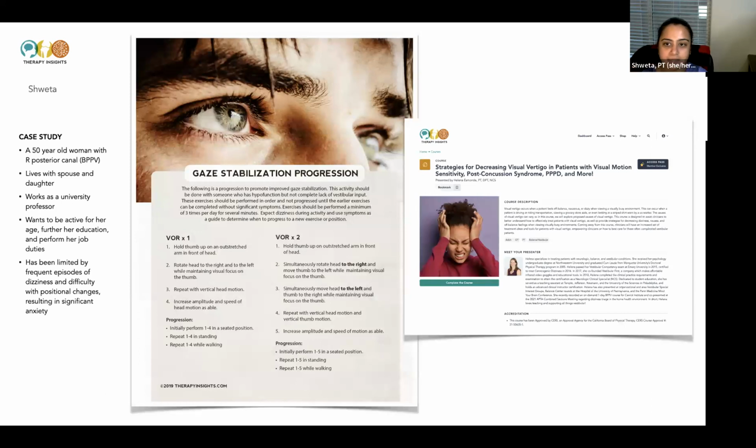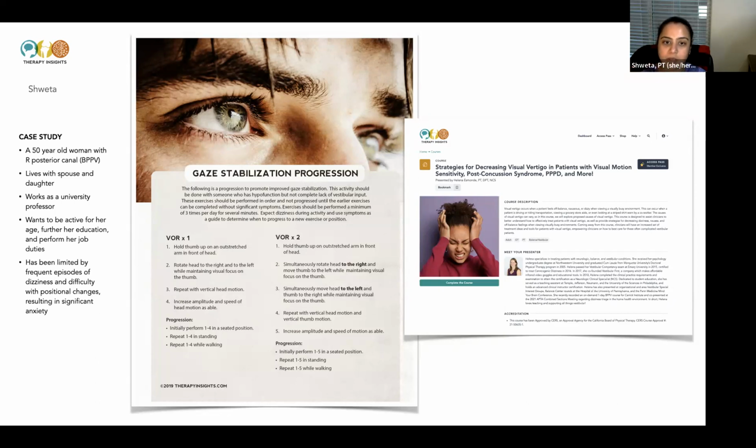Coming to BPPV in general, the resource that I used with this patient, which was the most basic one when we first started, was the Gait stabilization progression, where we're using the VOR exercises, which is basically your vestibulo-ocular reflex. So the most basic ones are the VOR1 and the VOR2, where you have the patient hold their thumb, or sometimes they can even hold a pen or a card, depending upon how much they're able to stabilize their gaze on something as narrow or something wider, and then gradually get comfortable and progress into something narrow.